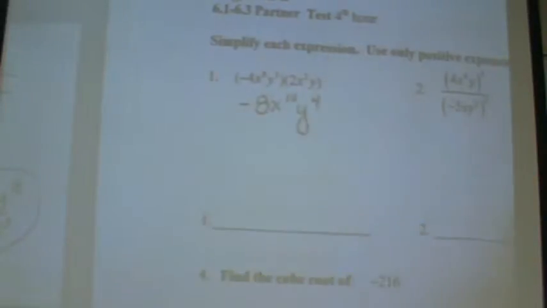Really fast. Number one. All you need to do for this one, you don't have a power outside, so you simply multiply -4 times 2 is -8. And then all you have to do is add the exponents. So you get x to the 10th and y to the 4th.